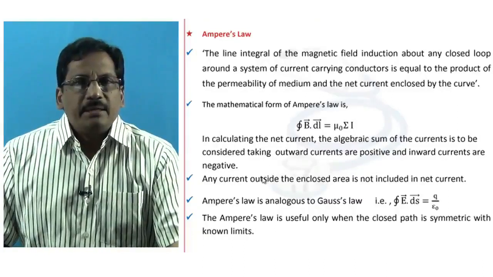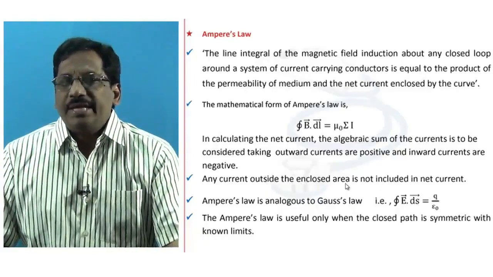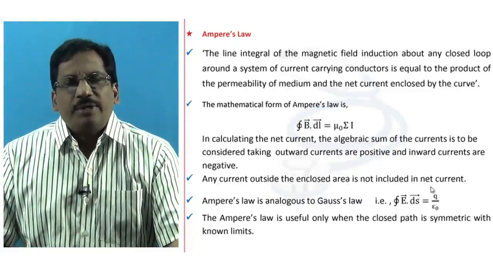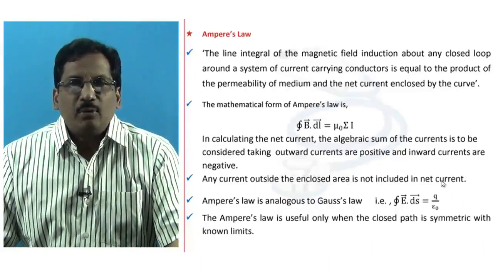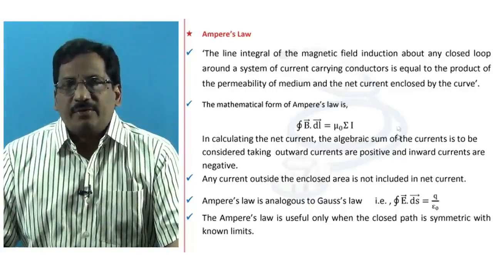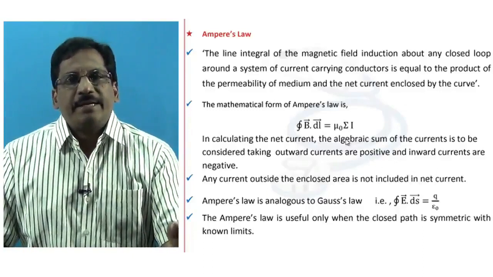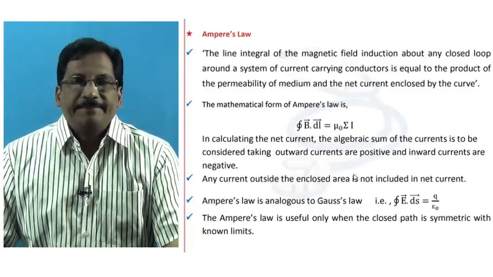And any current outside the closed area is not included in the net current. Only those currents which are bounded by our referred closed loop are to be taken in calculation of the net current.